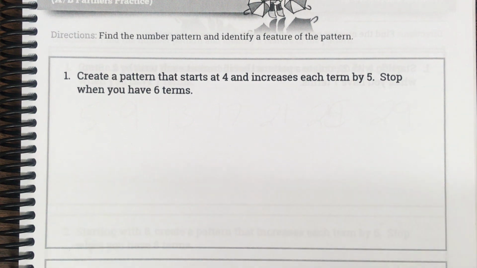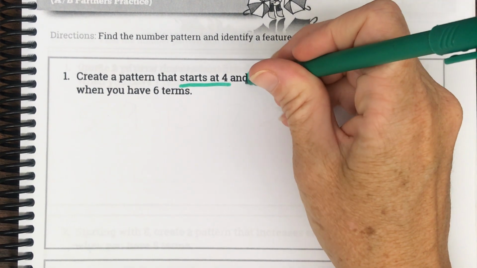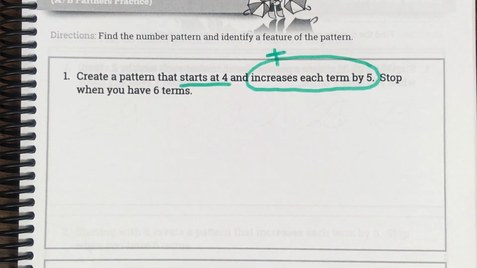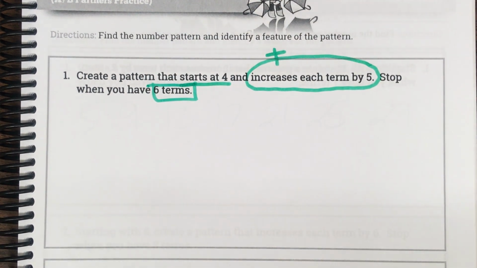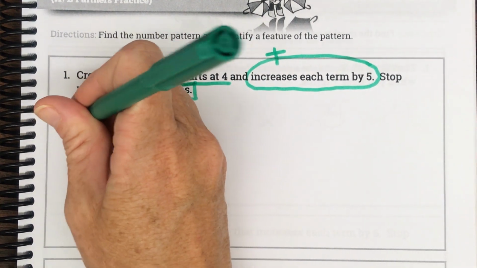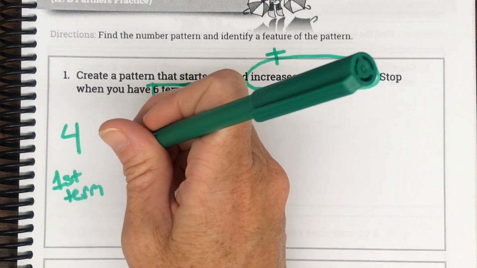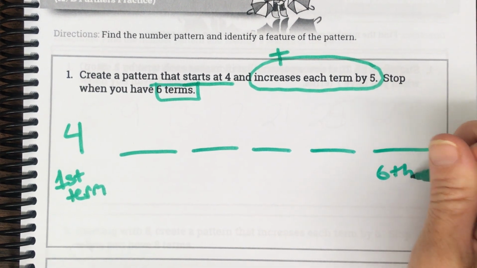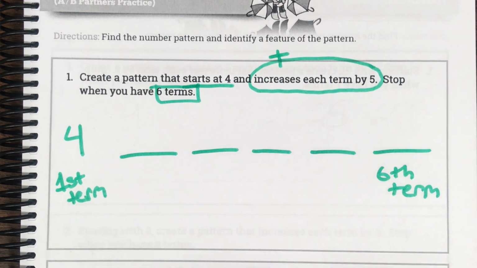Okay, so our first thing is let's underline what we're starting at. We're starting at 4. Okay, what's our rule? They want us to increase each term by 5, which means add 5 each time. And then it says stop when you have 6 terms. Okay, so we're going to start at 4, which will be our first term. And they want us to do second term, third term, fourth term, fifth term, and they want us to go all the way to the 6th term. So first, second, third, fourth, fifth, 6th.